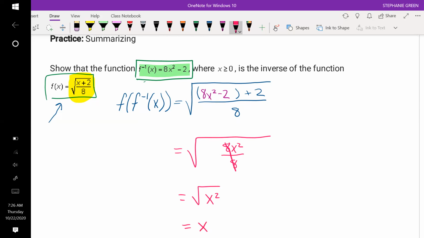And again, since my result was just x, that means that f of x and the other function, which they actually said was f inverse of x, are inverses. If we had got anything besides x, then it would not be an inverse.